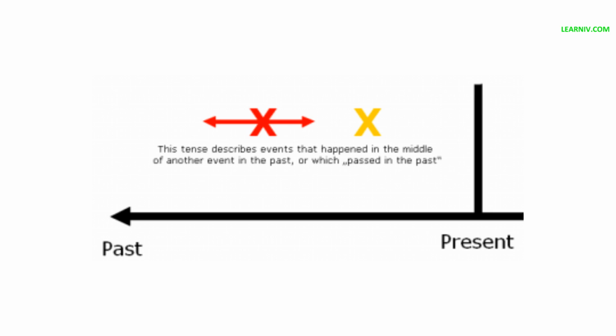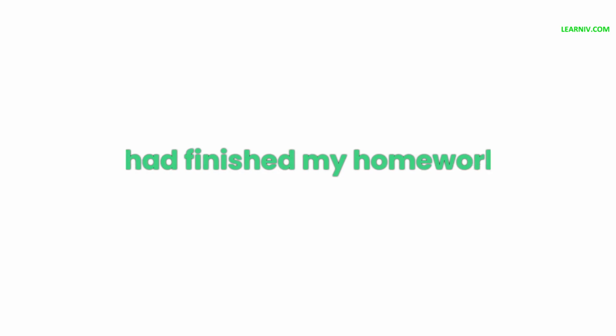We use the past perfect tense to describe actions that had occurred before another event in the past. On the timeline, the beginning of an event was marked by a red X further in the past, and another past event was marked by a yellow X, showing that the first action had already been completed before the second one occurred. Let's take an example.